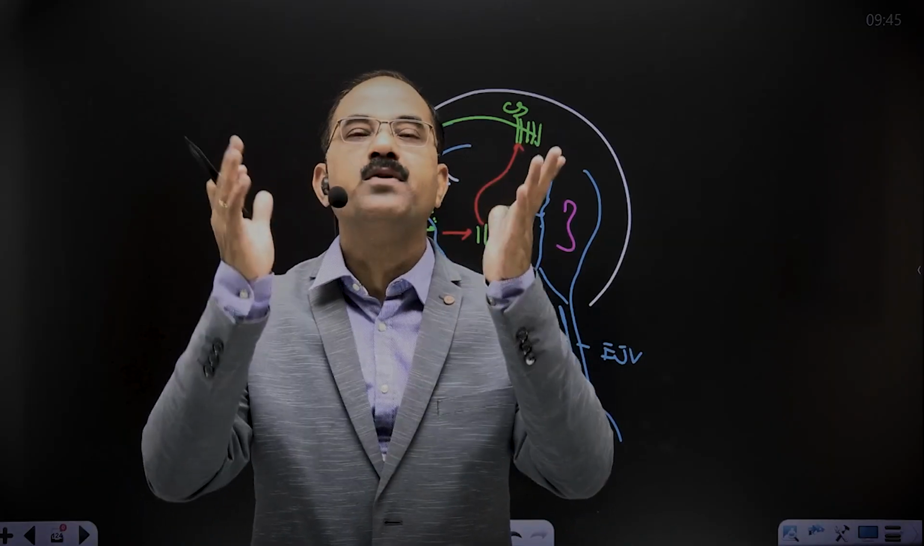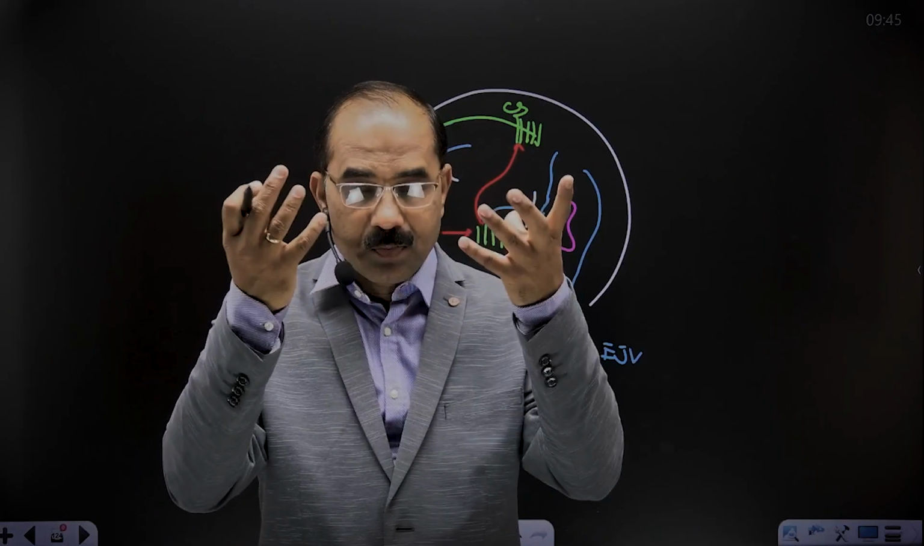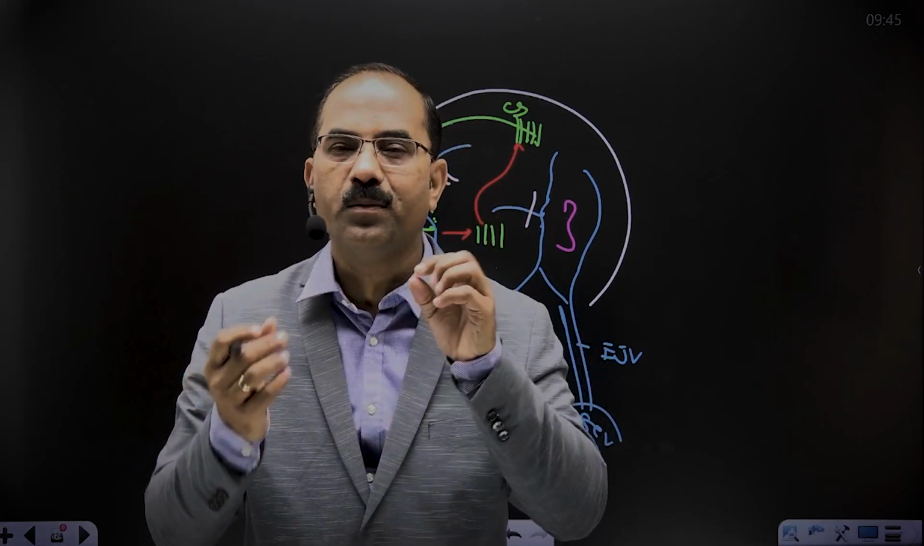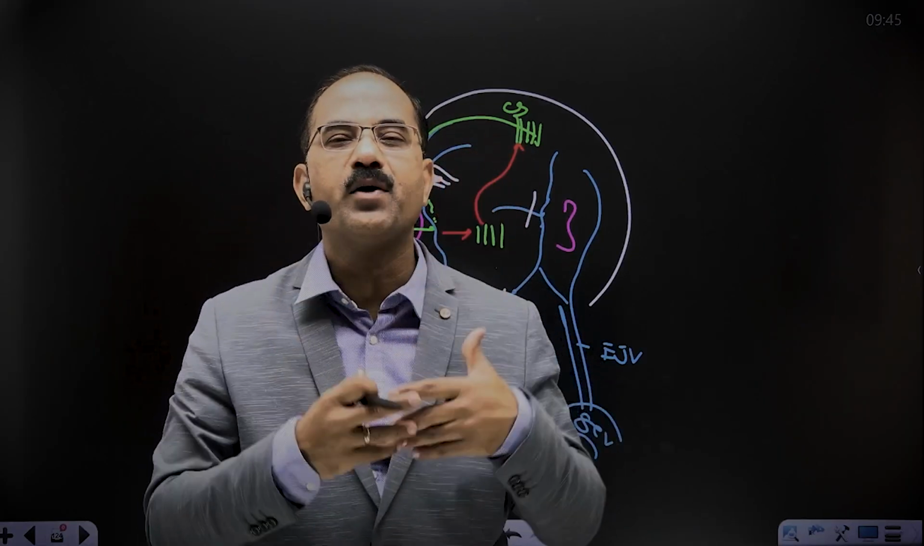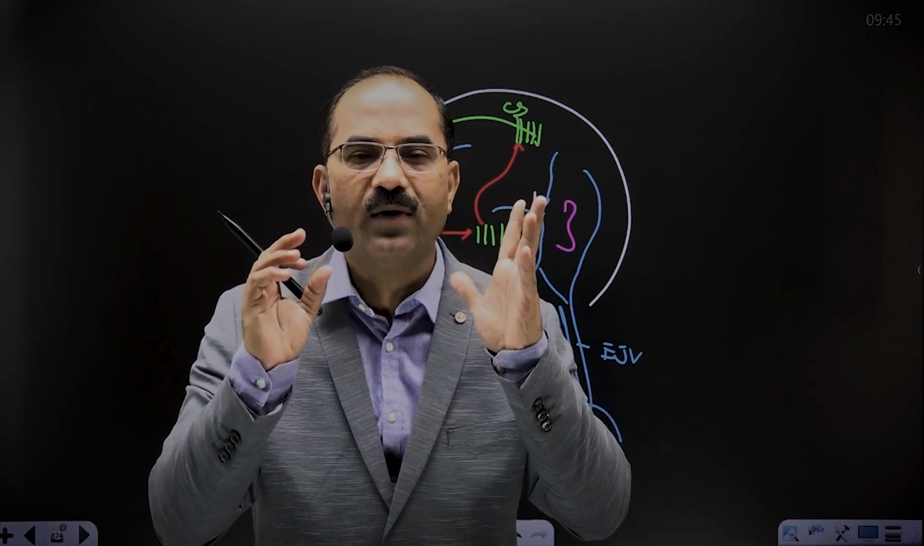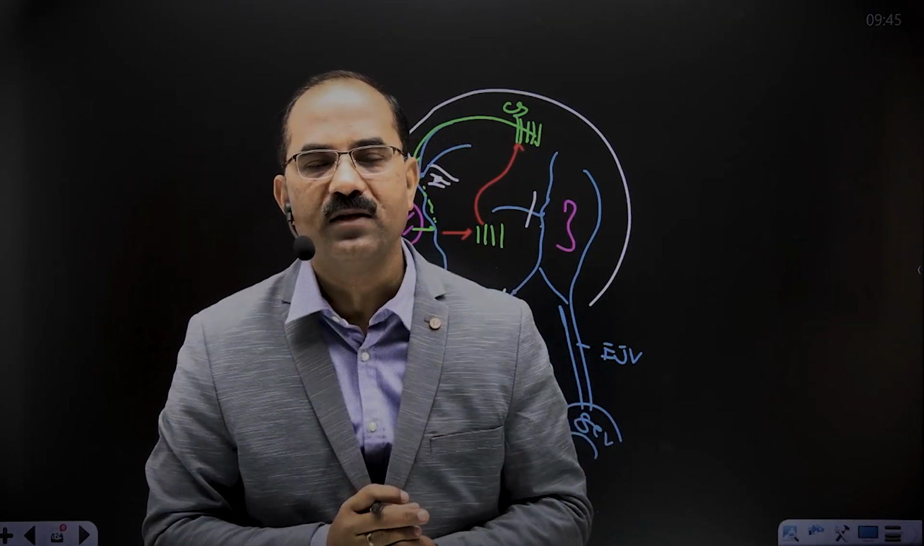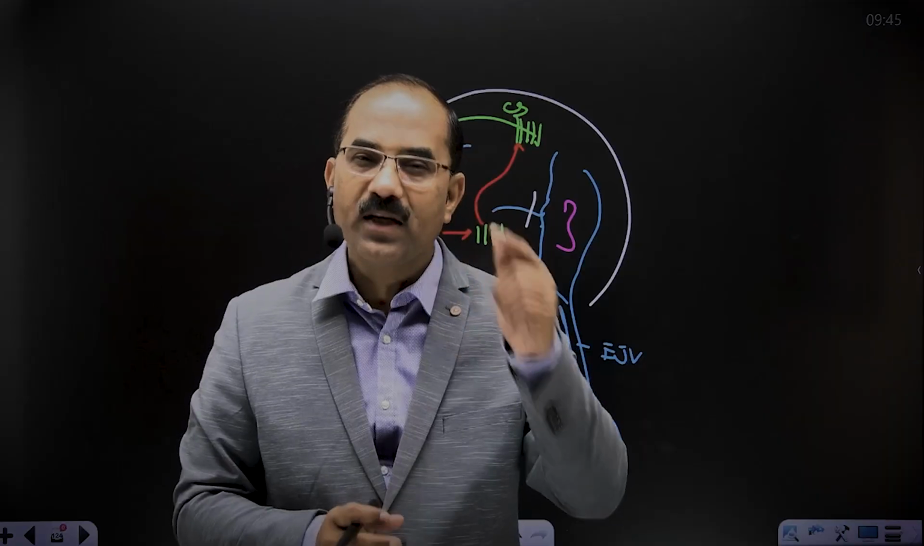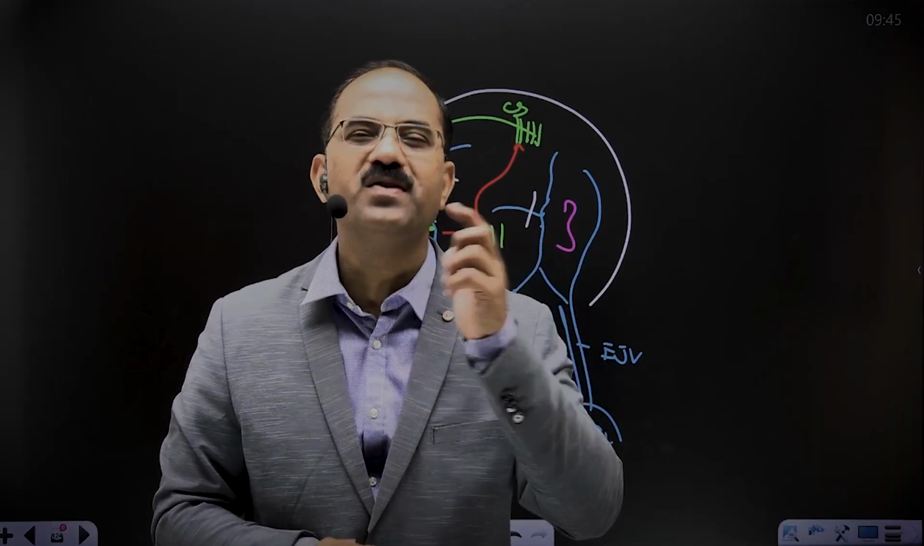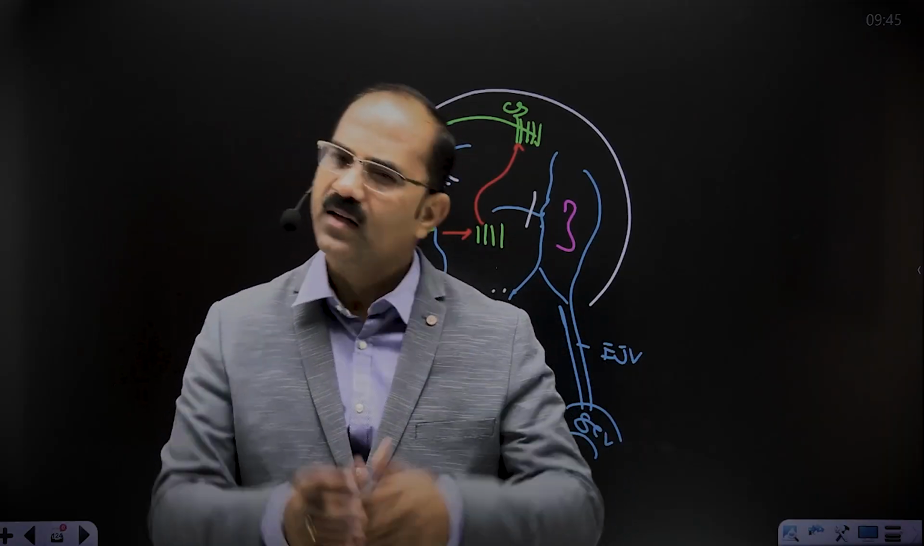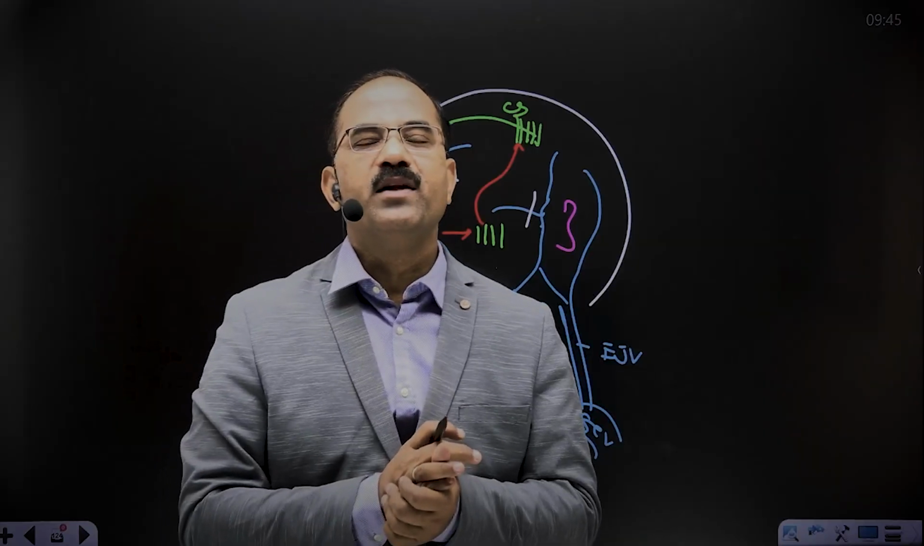So if there's a thrombosis of the cavernous sinus, the eyeball protrudes out, that's exophthalmos, and it beats with the heartbeat, with the beat of internal carotid artery. So that is what we call as pulsating exophthalmos, a complication of thrombosis of the cavernous sinus. Clear, students? I hope this topic is clear to all of you.